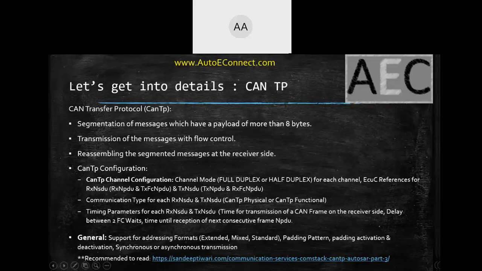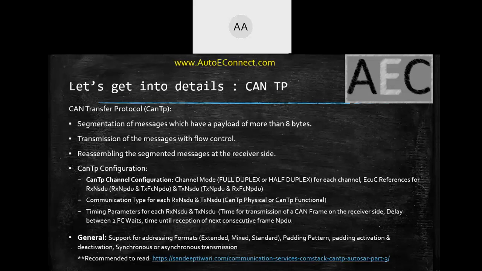All these timing parameters are based on your system design. Generally, these are used for diagnostics. If you consider diagnostics, you will have to think about what the different ECUs or nodes in your network are, how they react to each other, and what the timing conditions between these requests and responses are. Based on this, you have to configure the timing parameters for every RX NSDU and also for every TX NSDU.